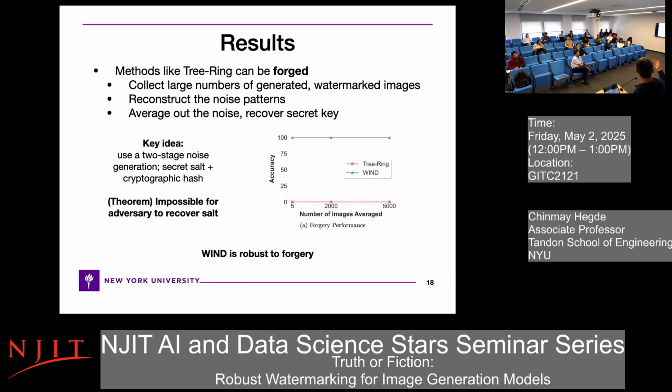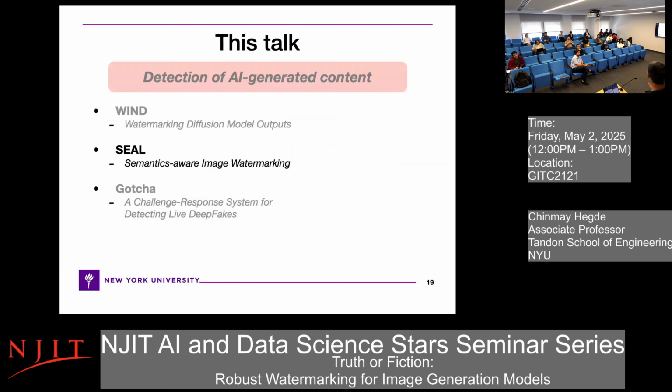If we attack the Tree-Ring model, most attacks work. Even with a few images, the attacks work, but for our method, you need exponentially many images to forge. Okay, so much about the first approach. I'll maybe speed up a little bit. So I'll talk very briefly about our second approach, and it's still under review.